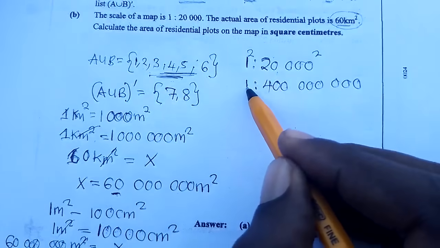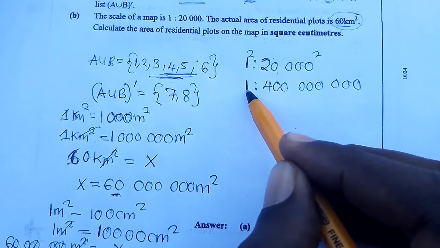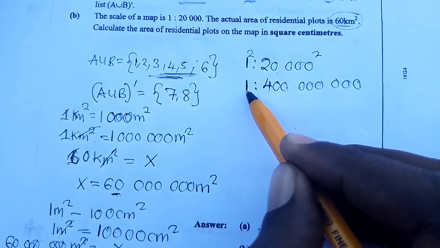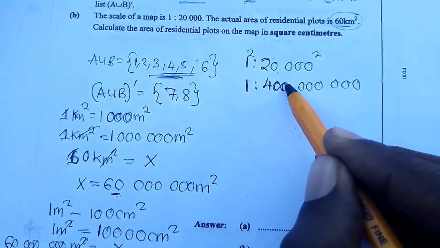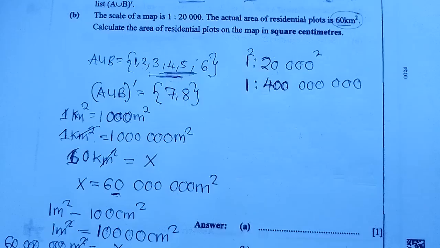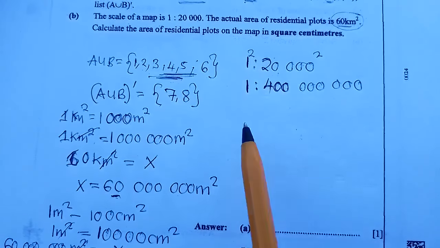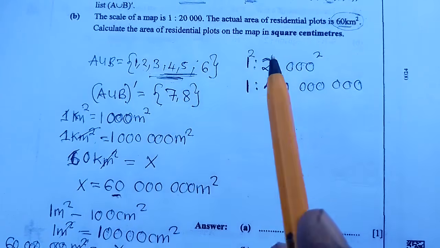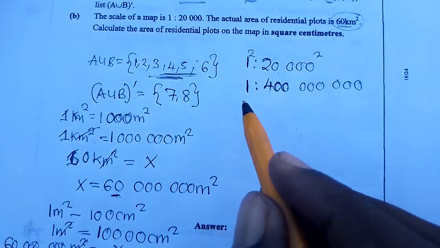So I know that this is on the map, and this is the actual. So if on the map we've got 1, in the actual we are going to have this. So this scale is also squared. The question, I'm told to find the area of the residence plot on the map. So on the map it is here.